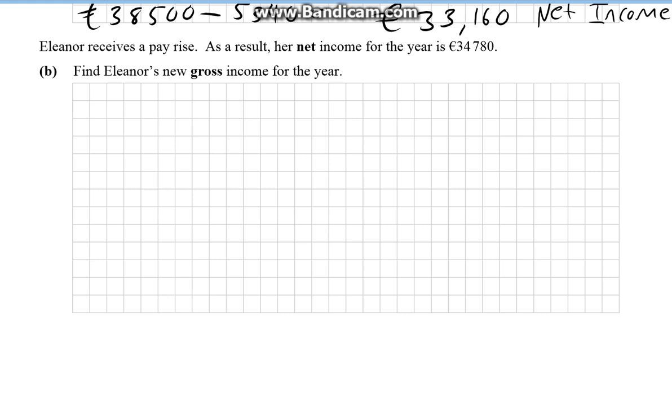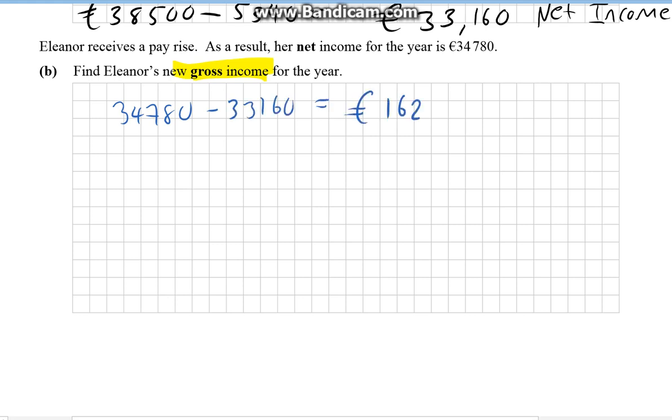Okay, so we're going to look at B. So Eleanor got a pay rise to 34,780. Find her new gross income for the year. So her new gross income. Right, so her old net was 33,160, which gave us €1,620.